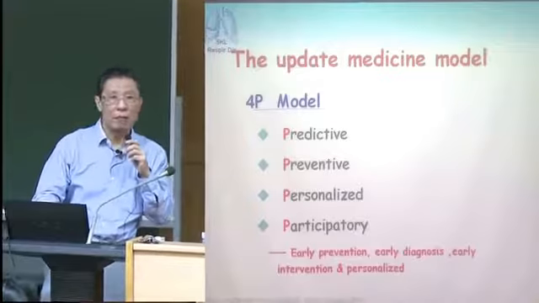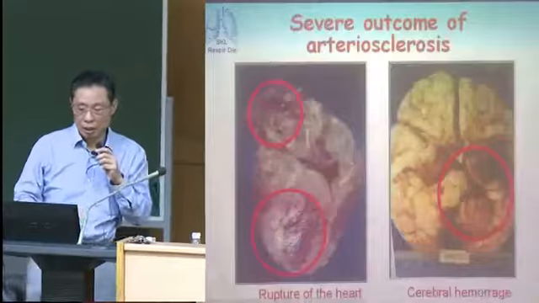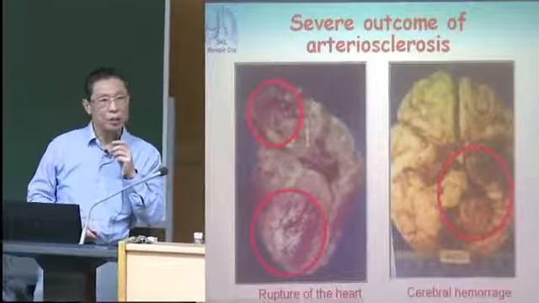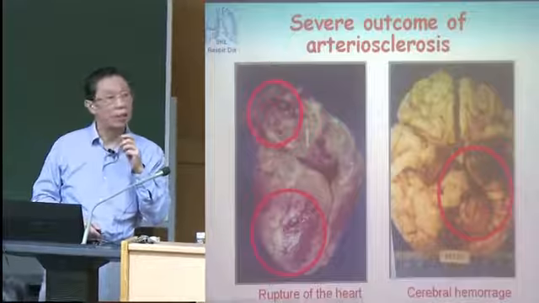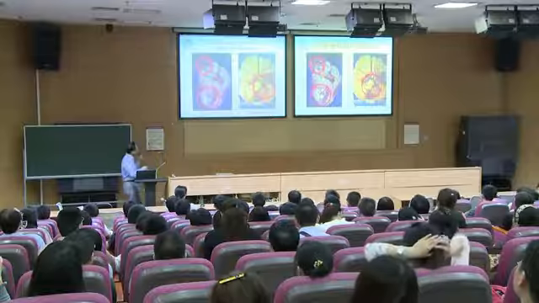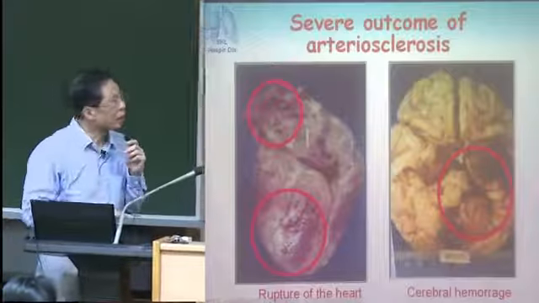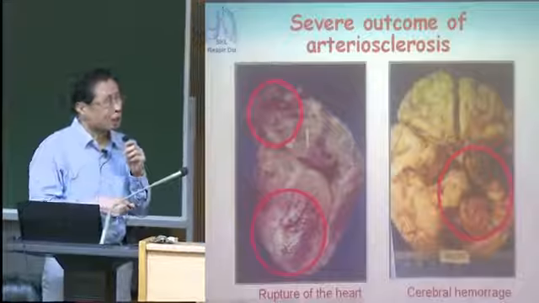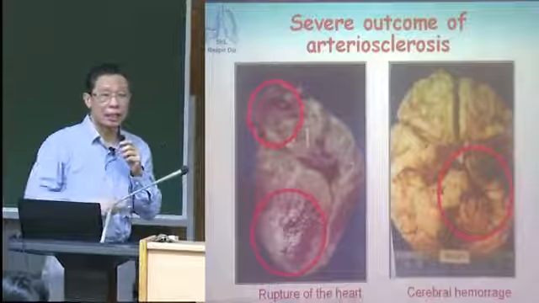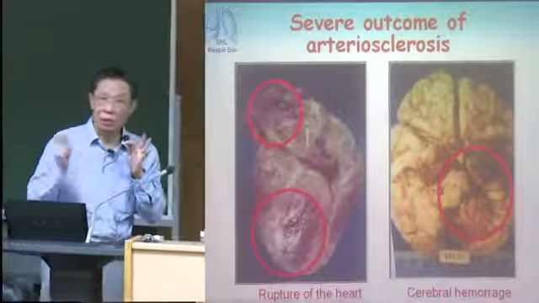Let me give you some examples. For example, this is a patient with severe arteriosclerosis, 冠状动脉硬化病, and eventually he developed rupture of the heart because of blood vessel rupture. And if the rupture happens in the brain, that will cause brain hemorrhage. And that's too late. The patient will die immediately. So it's too late for us.